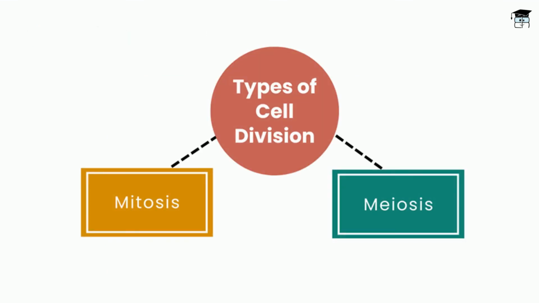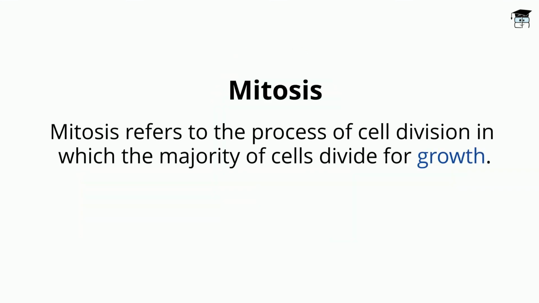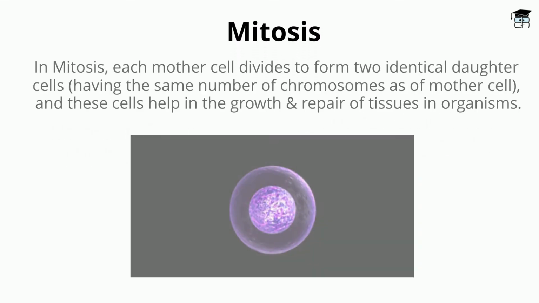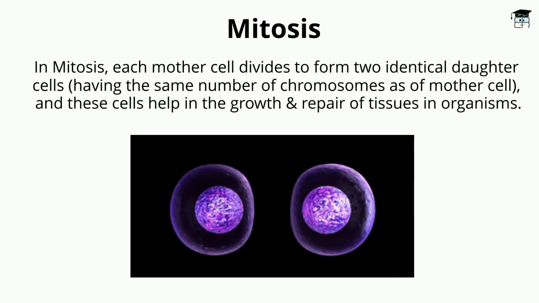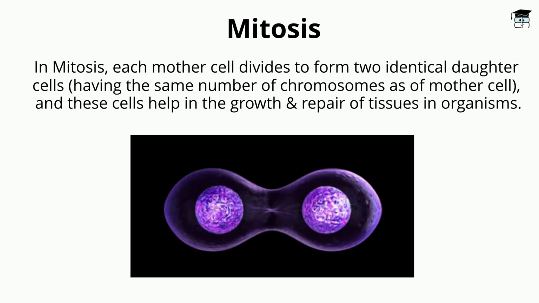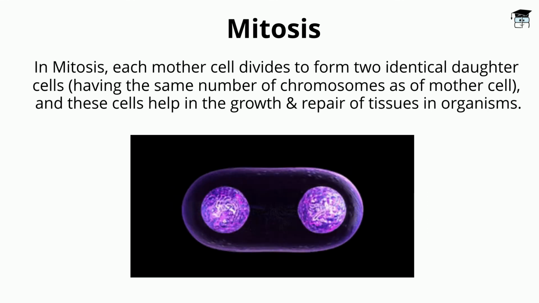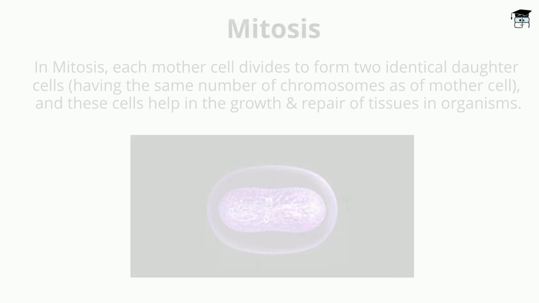Cell division is classified into two types: mitosis and meiosis. Mitosis refers to the process of cell division in which the majority of cells divide for growth. In mitosis, each mother cell divides to form two identical daughter cells, having the same number of chromosomes as the mother cell, and these cells help in growth and repair of tissues in organisms.